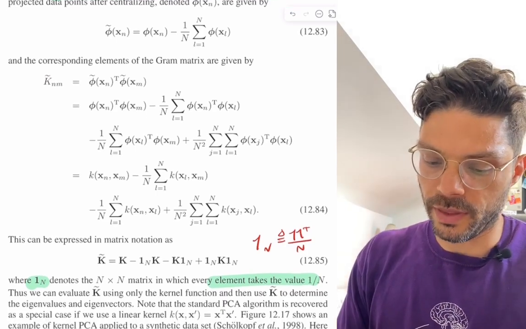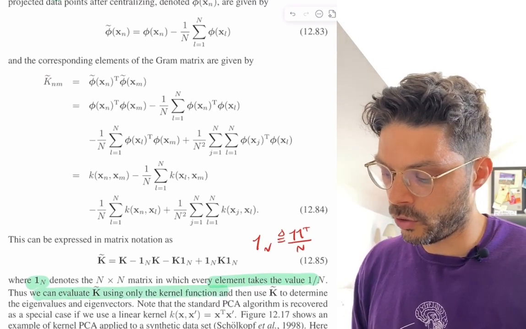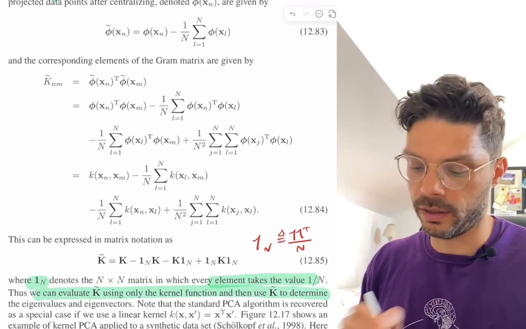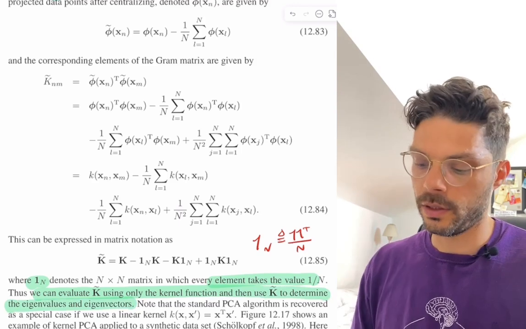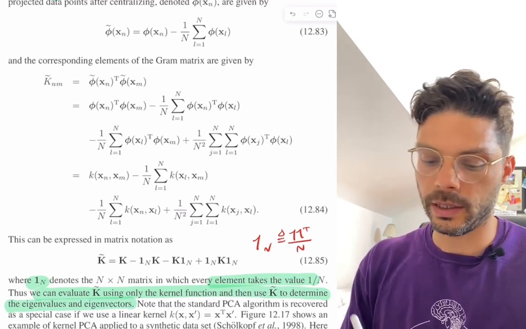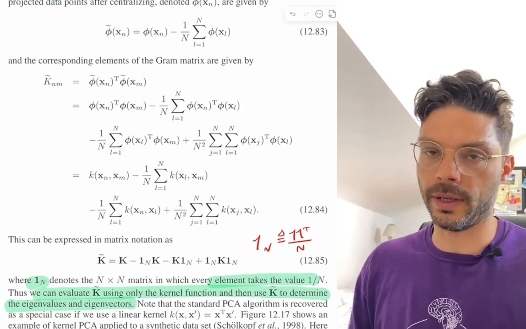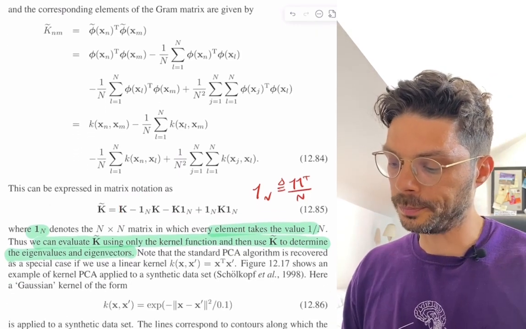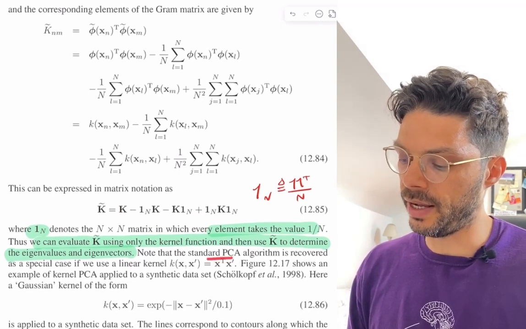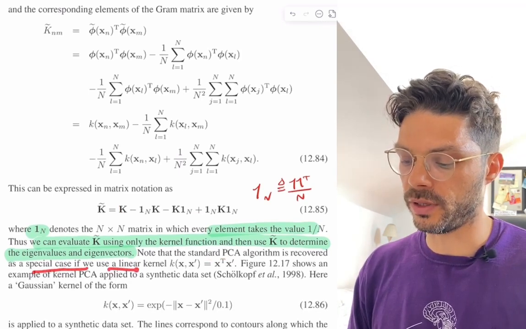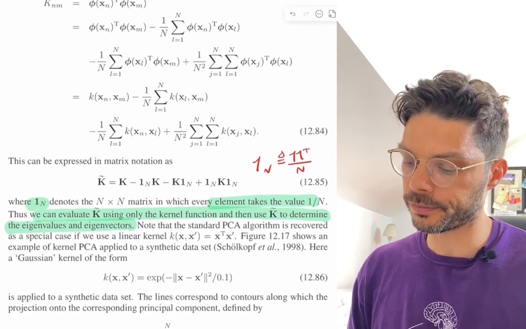So the whole point of that was, thus we can evaluate k using only kernel functions and then use k tilde. You can compute k tilde the way we have here, and then everything else in the section goes through. Note that the standard PCA algorithm is recovered as a special case if we use a linear kernel. We already talked about this.